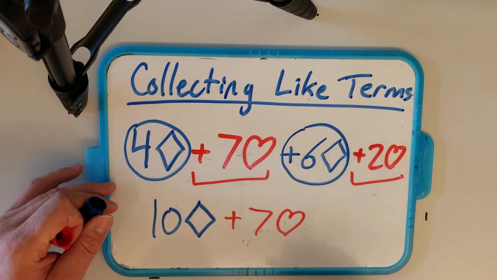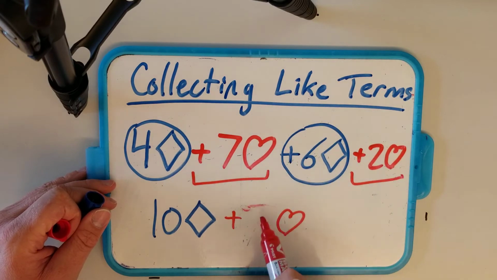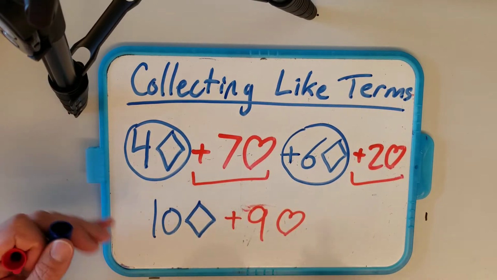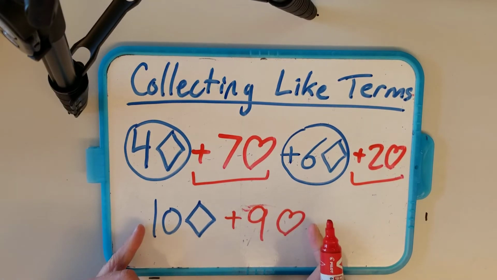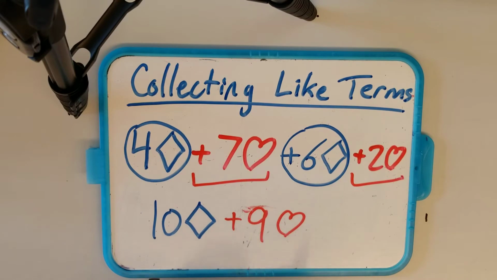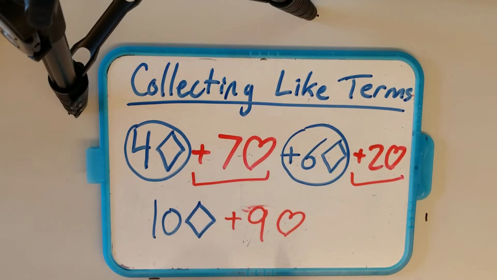Okay, 7 plus 2 gives us 9 hearts. So this is a much shorter expression, and it makes our life a lot easier when we're trying to simplify things using algebra.